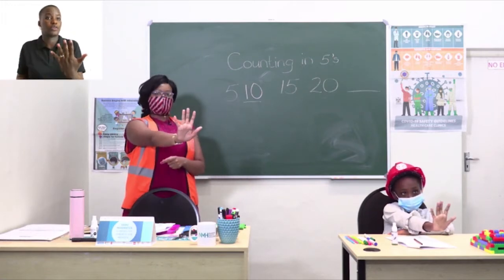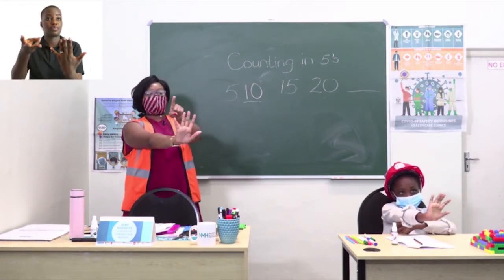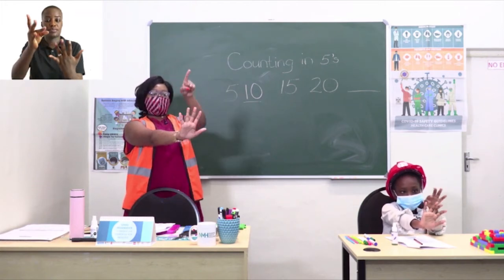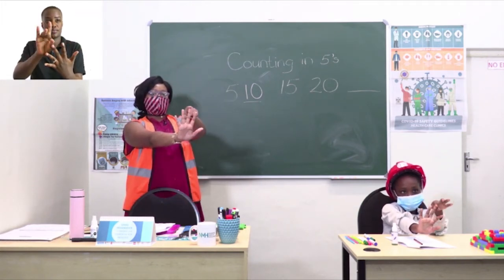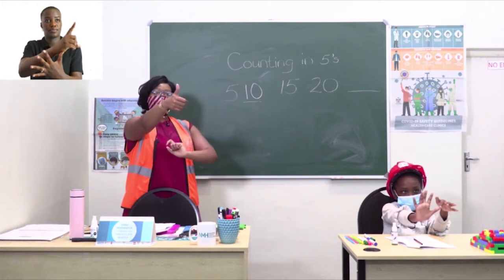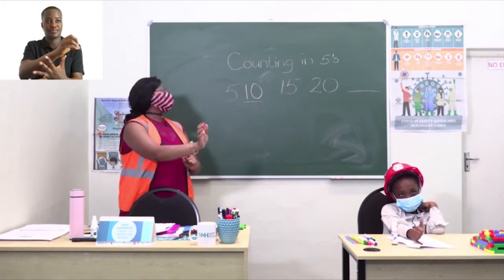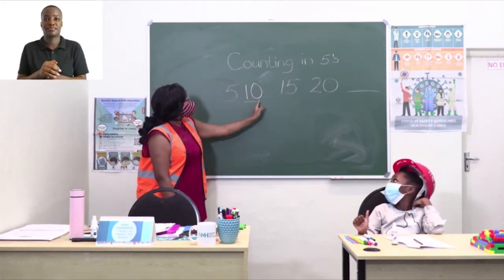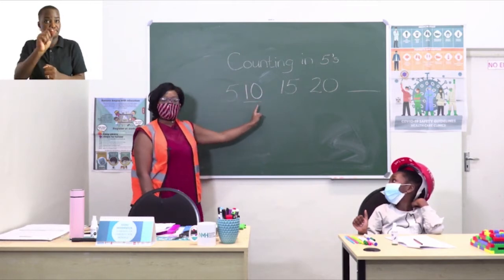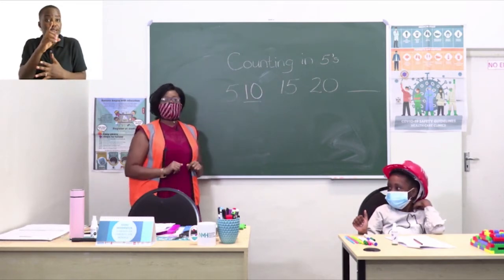So our pinky is now 6. Let's go. 6, 7, 8, 9, and 10. As you can see, I've already put my 10 where it was missing. So I know that I'm doing the right thing.